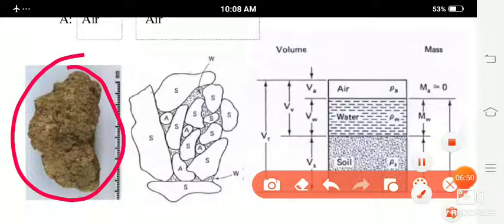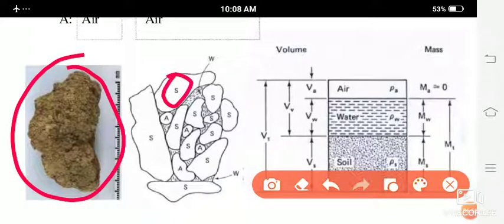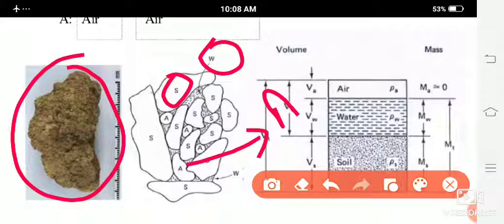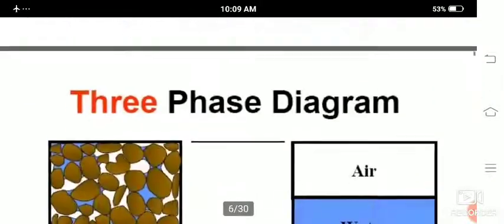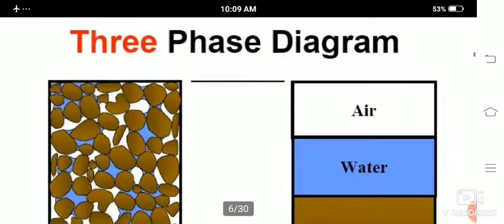In the soil sample you have the solids, and this is the water content which is present, and A is nothing but the air which is present. As I said, the three-phase diagram has these three things inside, and this is taken into consideration based upon this block diagram, which we call the three-phase diagram. Now we will see the three-phase diagram in the picture very clearly.